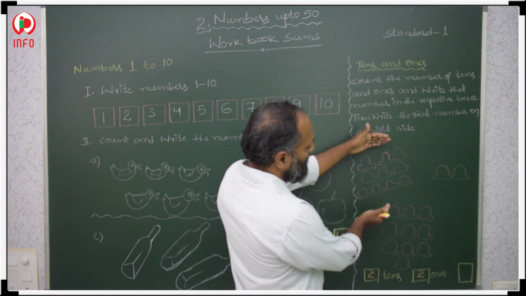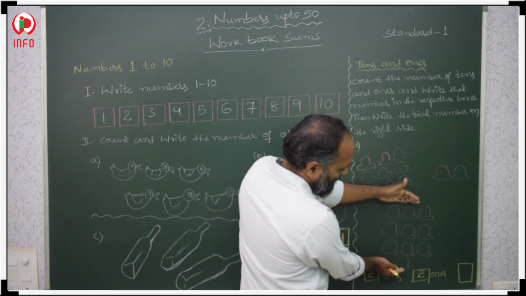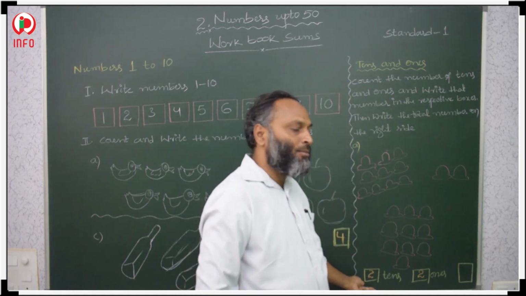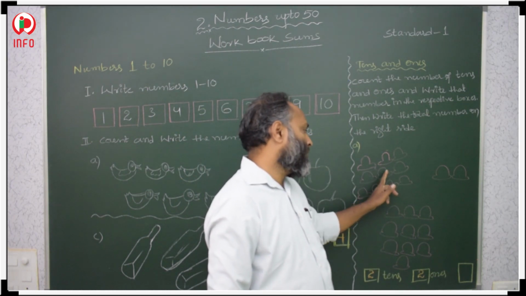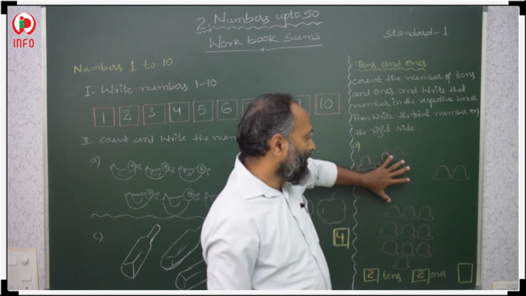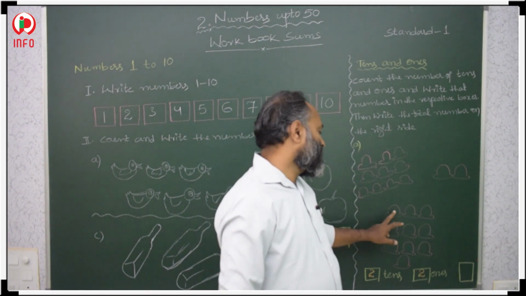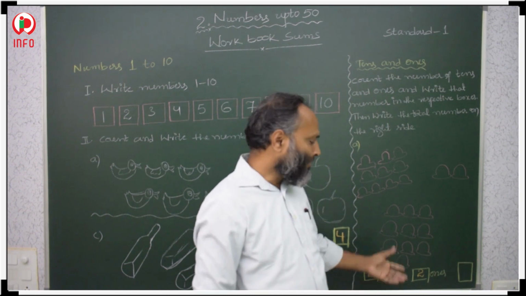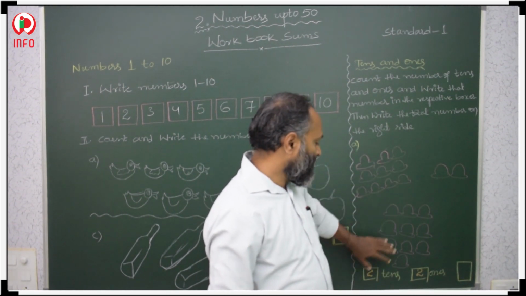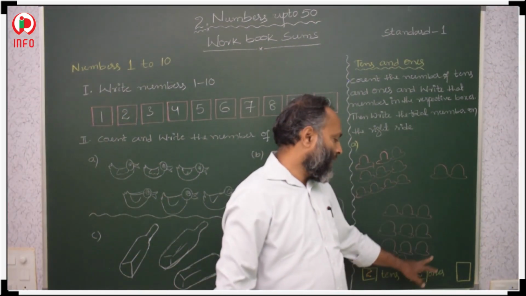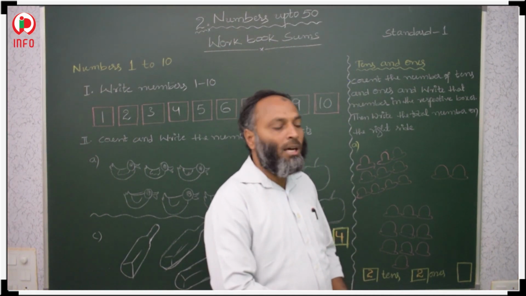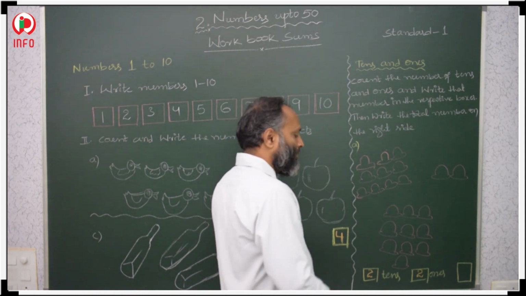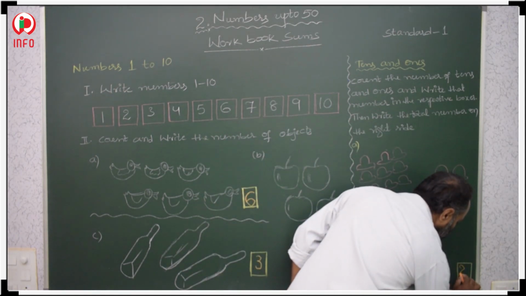This is one tens group. This is another tens group. 1 and 1, 2 tens groups are there. 1, 2, 3, 4, 5, 6, 7, 8, 9, 10. This is one 10 group. Another tens group, 1, 2, 3, 4, 5, 6, 7, 8, 9, 10. 2 tens groups are there and 2 ones are there. 2 tens and 2 ones. It makes 22.